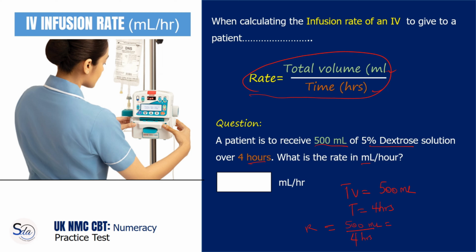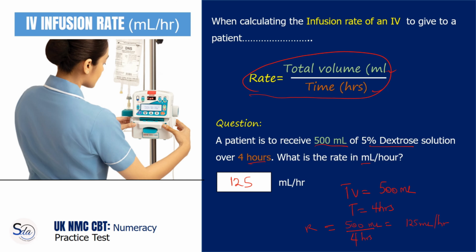So we're going to punch this into our calculator and look at what the answer is. 500 divided by 4 is 125. So the answer here is 125 ml per hour. Let's write that in here. You can see that most times the unit is already added, so all you've got to do is write 125. But in some cases, you have to add the unit yourself, which I believe you should know.